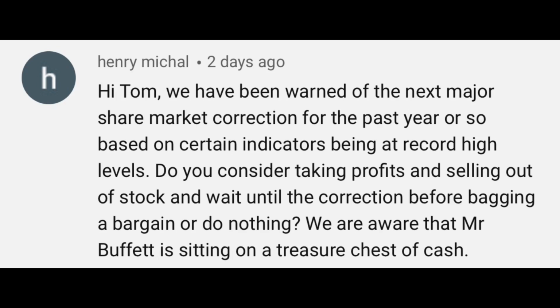Question from Henry Michael. Hi Tom, we've been warned of the next major share market correction for the past year or so based on certain indicators being at record high levels. Do you consider taking profits and selling out of a stock and waiting until the correction before bagging a bargain, or do nothing? We're aware that Mr. Buffett is sitting on a treasure chest of cash. He certainly is.